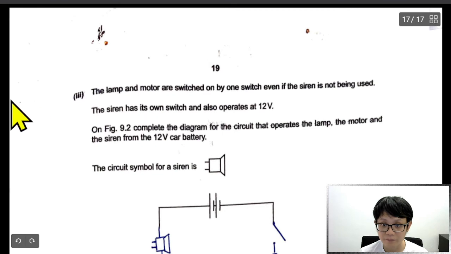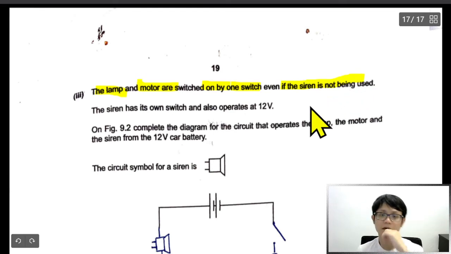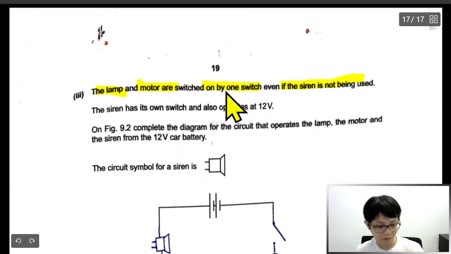The lamp, okay, let's read the question carefully. The lamp and motor are switched on by one switch, even if the siren is not being used. So basically this tells that it is parallel, correct or not? So I can use one switch to control the lamp and motor, and the siren is another switch. It could be another switch and not in use.